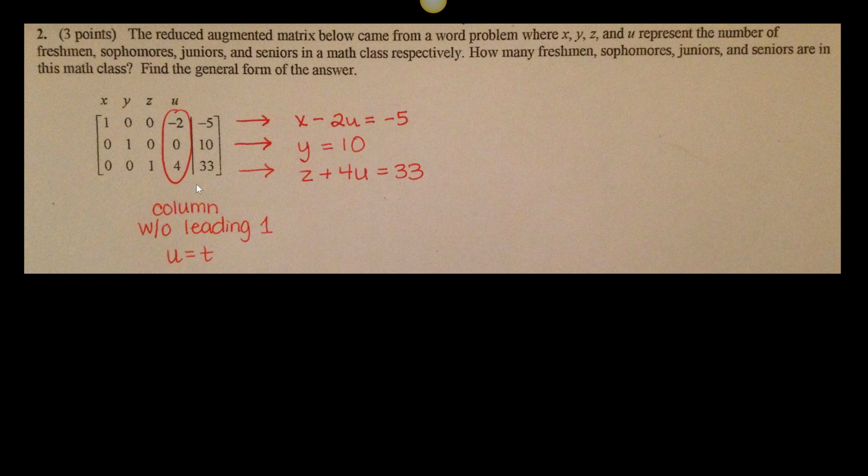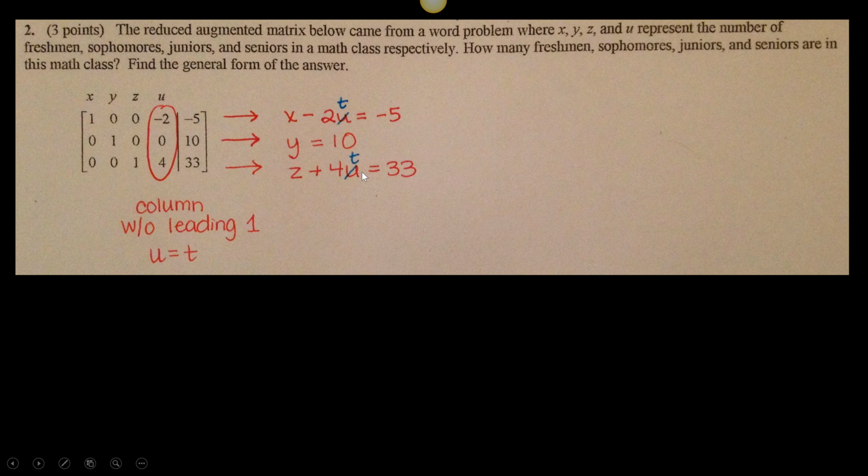So since u does not have a leading 1, we're going to set u equal to t. Then we want to look back at our equations. In every place that there is a u, we're going to change it out for a t. So that would be here and here. We're going to cross out that u and make it equal to a t. Now your next step is to solve for x and for z, because remember, when we write our parametric, we want it to be x, y, z, u. So you need to know what x and z are equal to in terms of t.